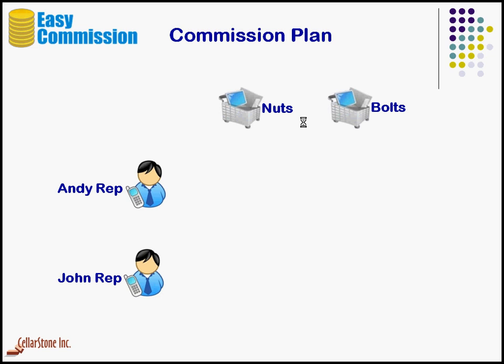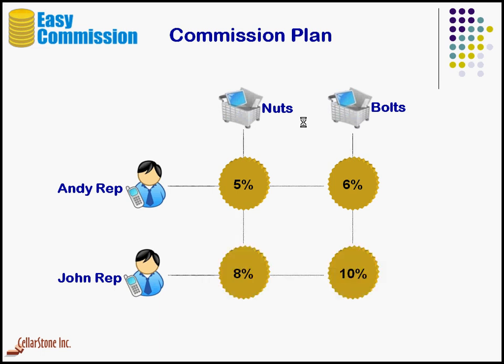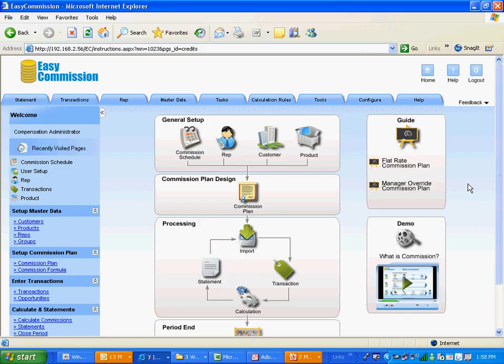Andy is going to get paid 5% of revenue for nuts and 6% of revenue for bolt sales. John, on the other hand, is going to get paid 8% commission on nuts and 10% on bolts. Maybe he is selling the same products against a competitor. This is the commission plan we're going to implement.